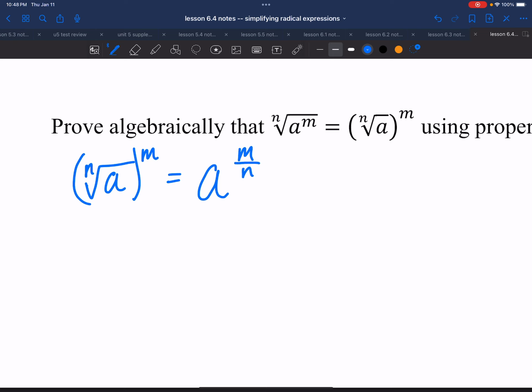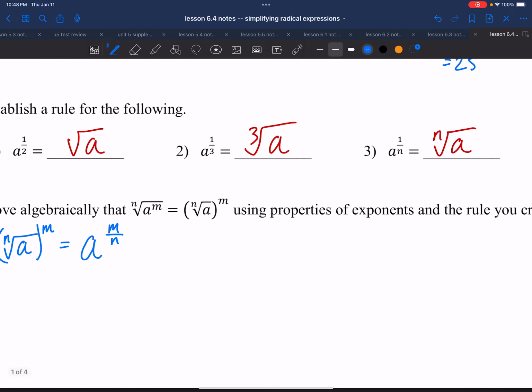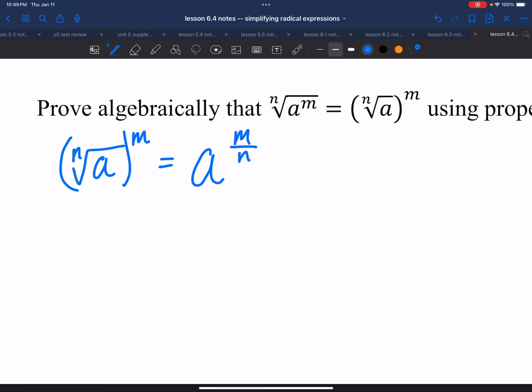I say, what do I do with this, right? Well, consider, right? I'm thinking. Well, over here, 1 over n was this nth root of a. So I suppose that if I raise this to the m, then this is raised to the m. Is that right? So I say, okay, hold on. Let's interpret this, right? So this is equal to this, which is also similar to saying a to the m times 1 over n, right? And that's true, right?